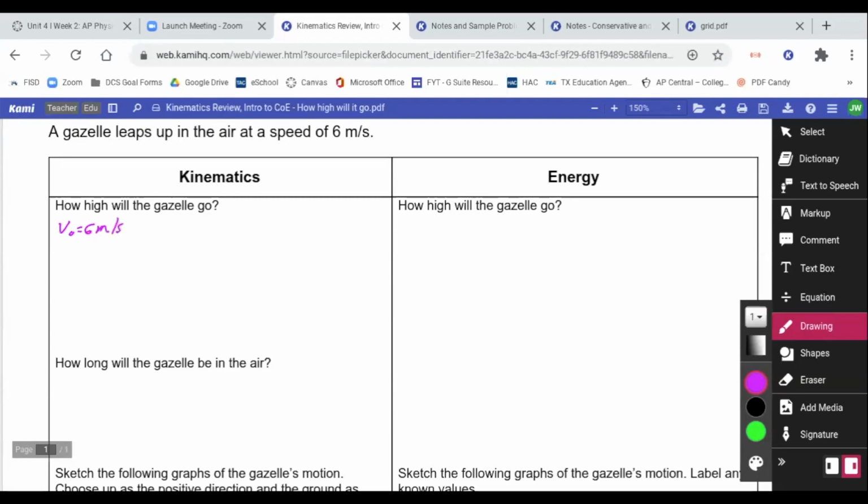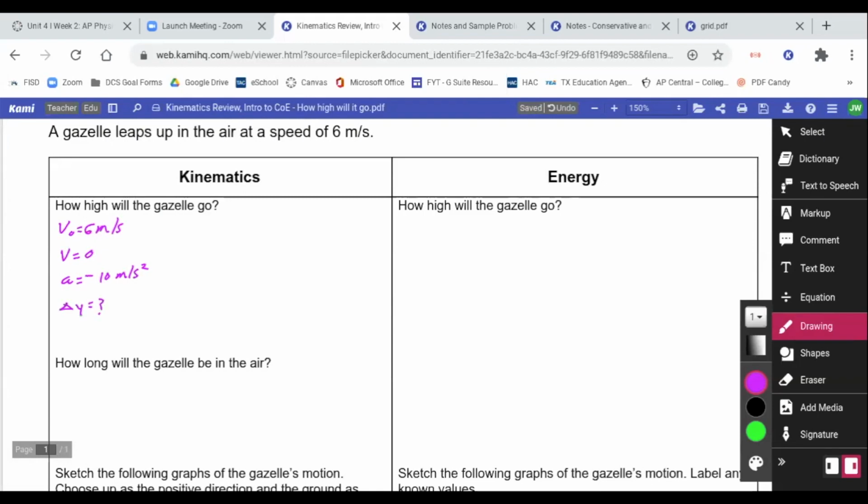How high will the gazelle go? Let's see, when it goes up, at its maximum height the velocity equals 0. Acceleration's due to gravity going down. It's bringing the gazelle back to its original position. So that would be negative 10 meters per second squared. And we're looking for delta y. Delta y equals question mark.